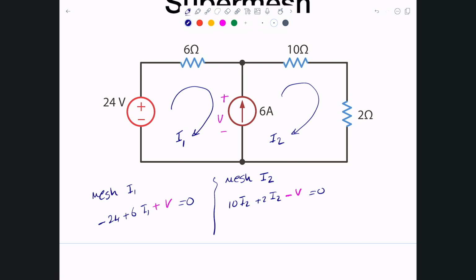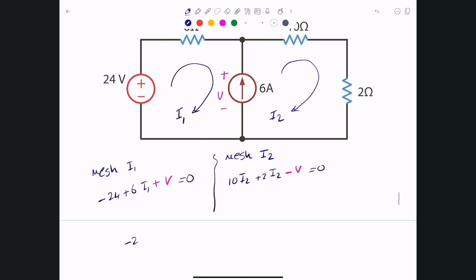All right, so remember, our goal is to end up with the mesh current values. That's why we're doing mesh analysis. But if I take a look at these two equations, I have I1 and I2, and also I have V. But if you have paid attention, this is plus V and this is negative V. So if I add this equation to this equation, I'll end up with negative 24 plus 6I1 plus 10I2 plus 2I2 equals 0. As it turns out, this is actually one of the equations that I'm interested in. I will need, of course, a second equation.